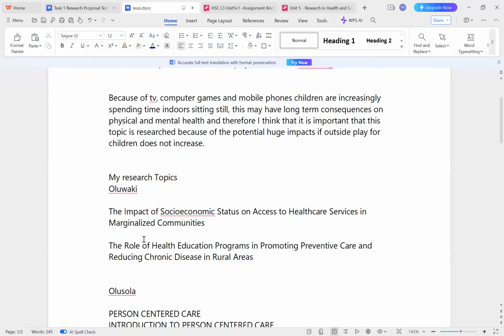Then here we have another topic, the impact of socio-economic status on access to healthcare services in marginalized communities. Okay. Then we have person-centered care, so it's an introduction to person-centered care, the project and importance of it.